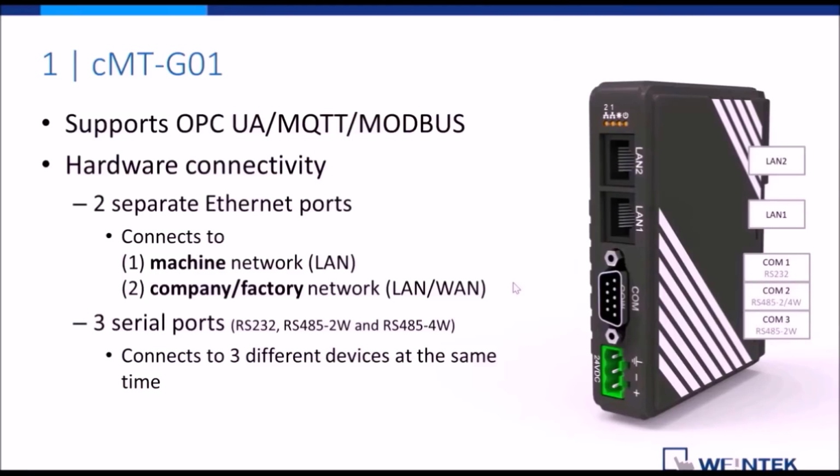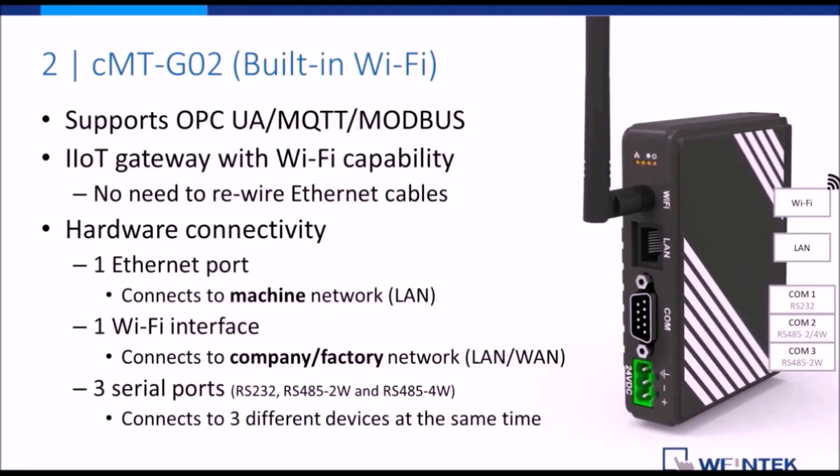The GO2 is pretty much similar to the GO1, except that, as you can see, it's pretty obvious that one Ethernet port is replaced by a Wi-Fi port, and this is the port that connects to the internet. So this Wi-Fi port is the main port.